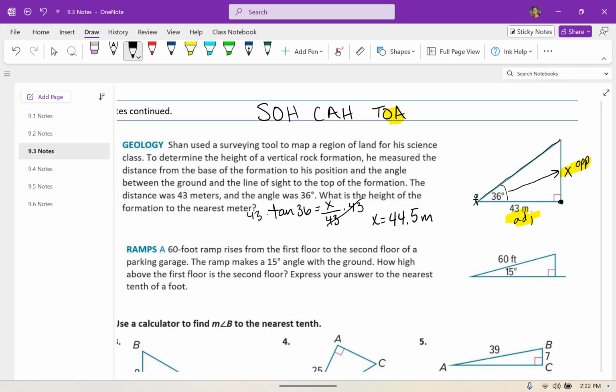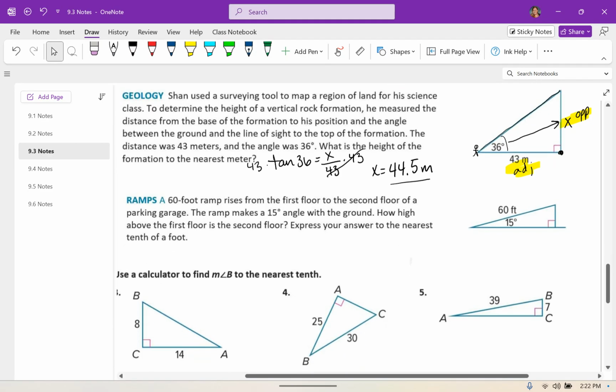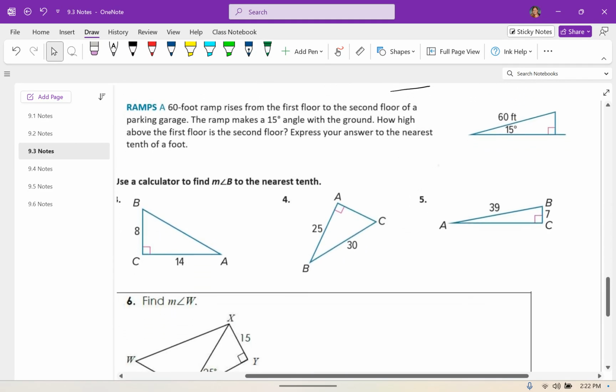Okay, the next question, we're talking about ramps. A 60-foot ramp rises from the first floor to the second floor of a parking garage. The ramp makes a 15-degree angle with the ground. How high is the second floor above the first floor?